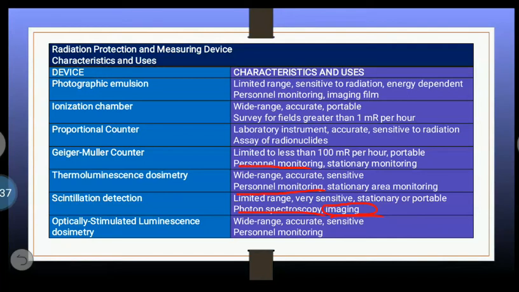So, wide range, accurate, sensitive, and this is used for personal monitoring. So we know that there are instruments that are used for occupational exposure. Those are the personal monitoring devices. And of course, those are designed for the public as well as for equipment, for imaging. Okay, let's have our first instrument.